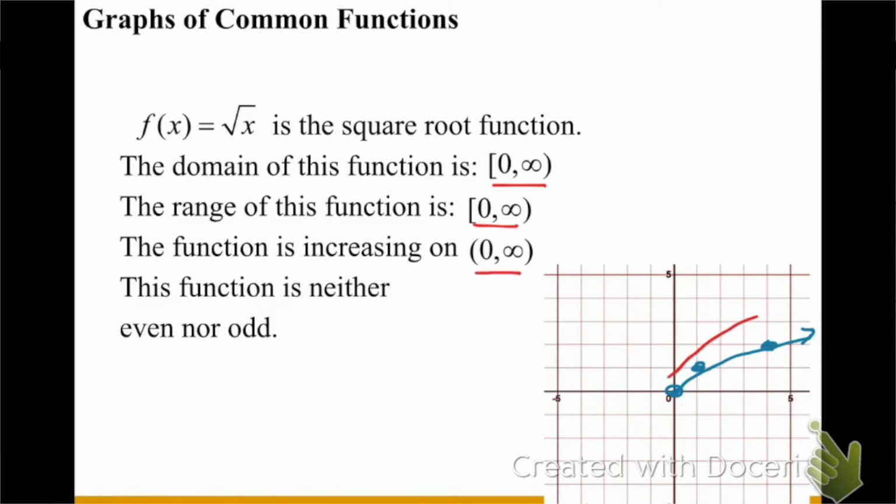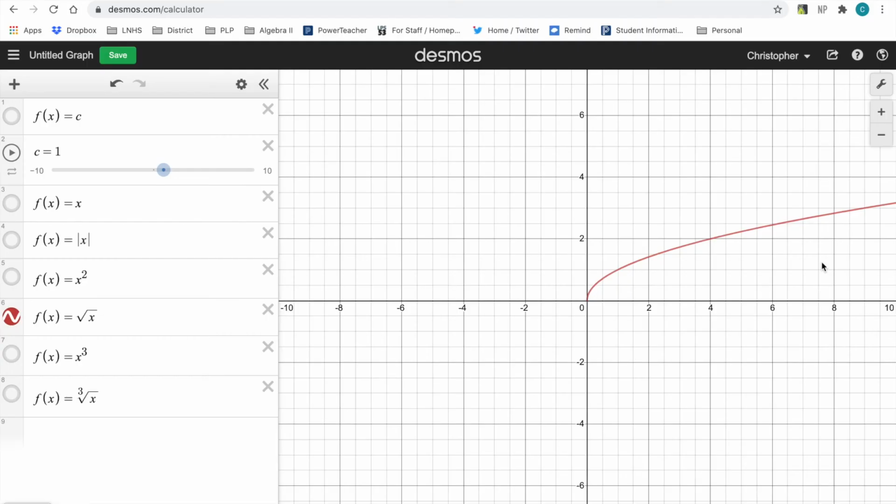And what about symmetry on this one? You'll note that there is no other side to this graph that we can do any kind of reflection with. So this is an example of a graph that has no symmetry at all.